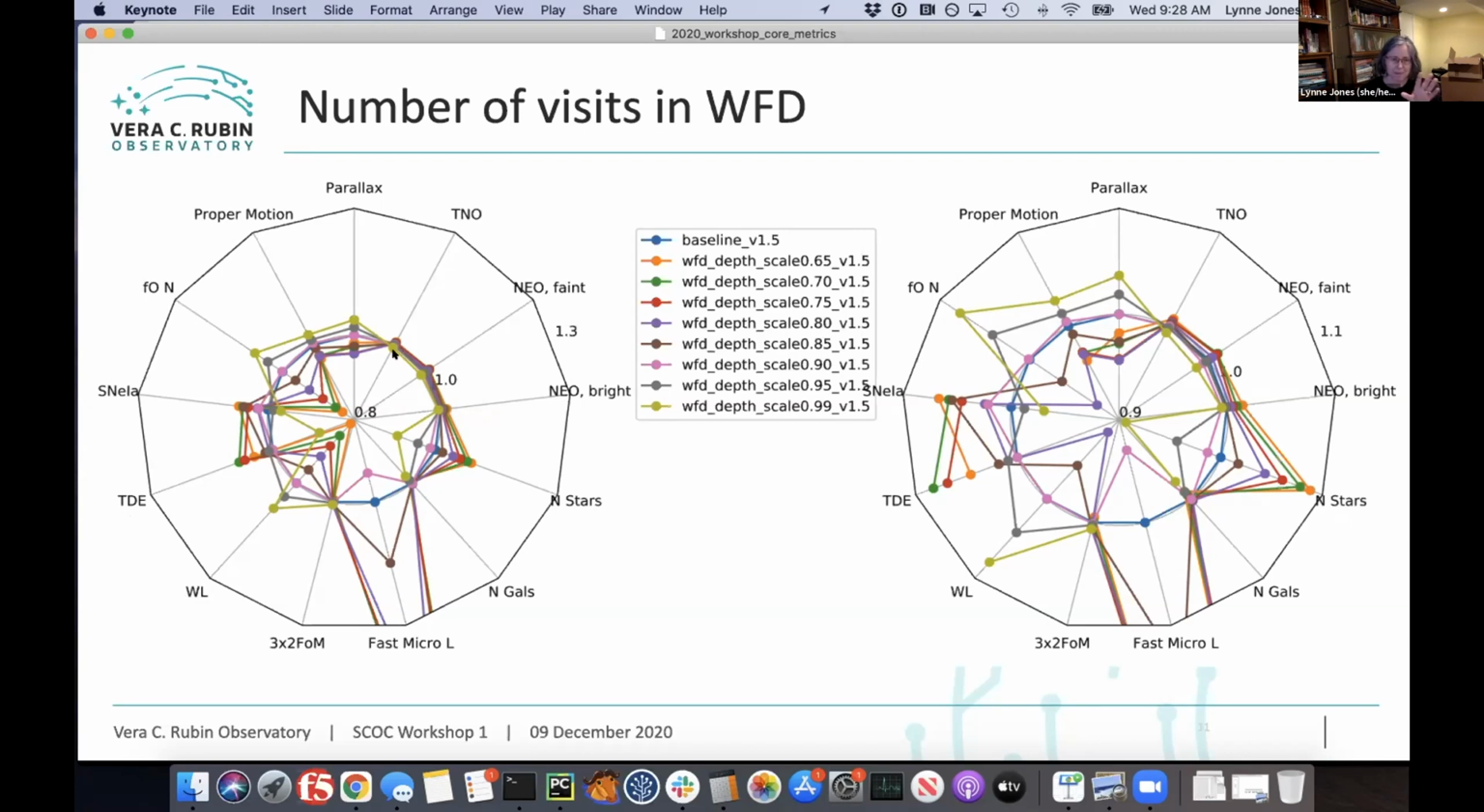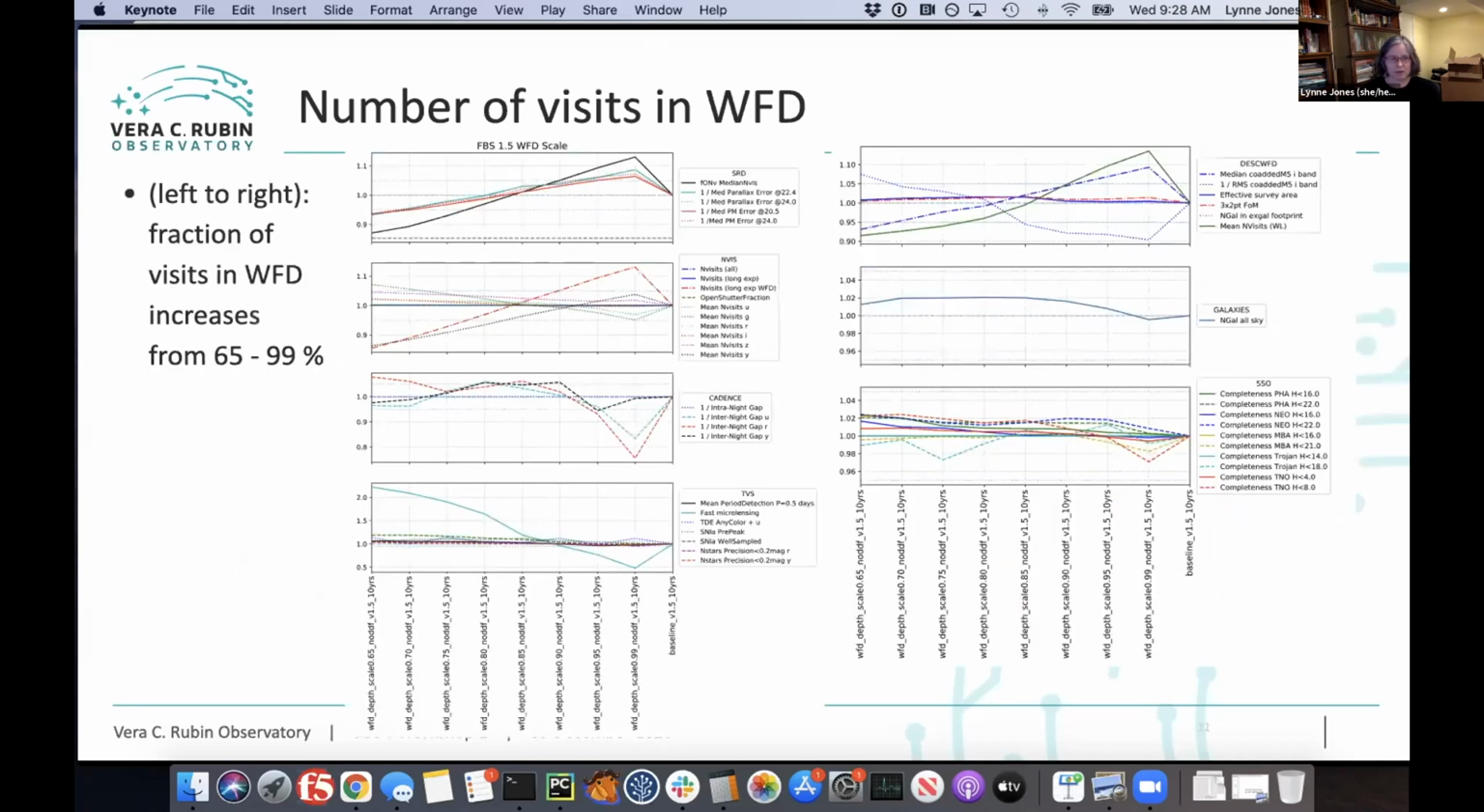And it's pretty messy to read this many surveys, simulations on this kind of plot, but you can get an idea like, oh, there was something going on here where fast microlensing was pretty happy, because further out is a larger number, and larger numbers are better for how we scale these metrics. This on the right is a zoom in of that same plot on the left. But you can also plot these in a slightly different way.